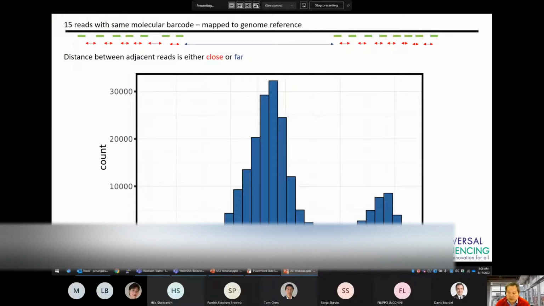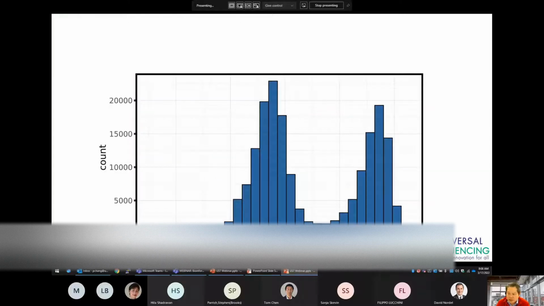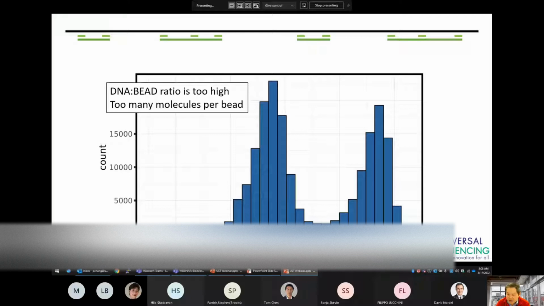Looking across all molecular barcodes, we can see that there are 2 types of distance distributions. Reads within 50,000 bases are typically from the same original molecule, whereas reads with large distances are from different molecules. In some cases, we observe a shift to higher distances where the distal peak on the right is higher. This often indicates that the DNA to bead ratio is too high and that there are too many molecules per bead. Consider decreasing the amount of DNA or increasing the amount of beads in the library preparation.